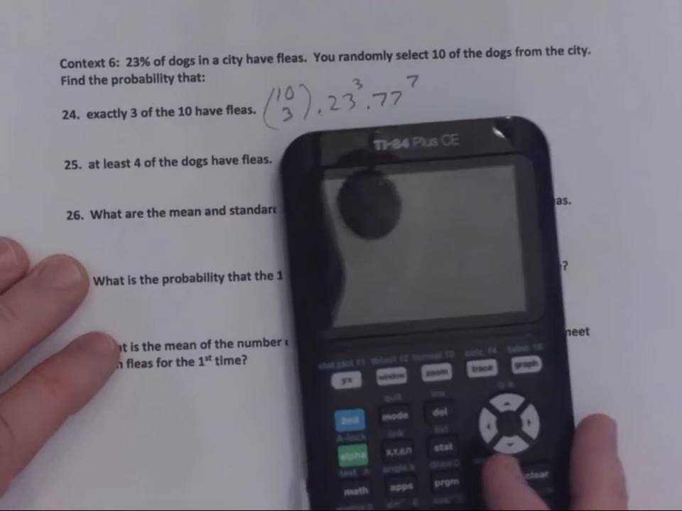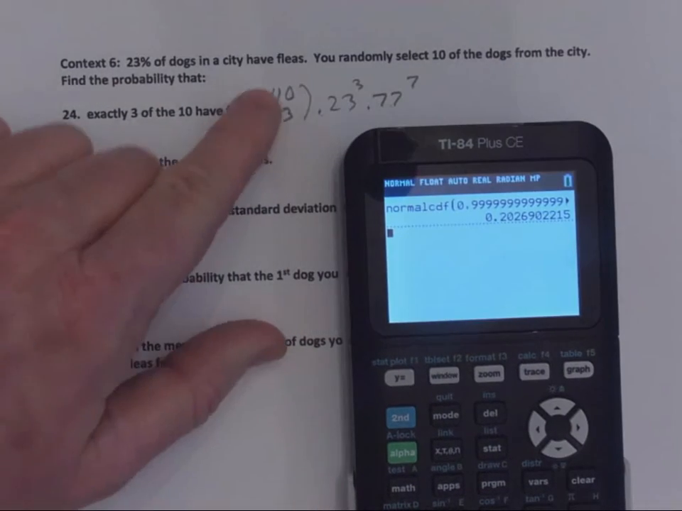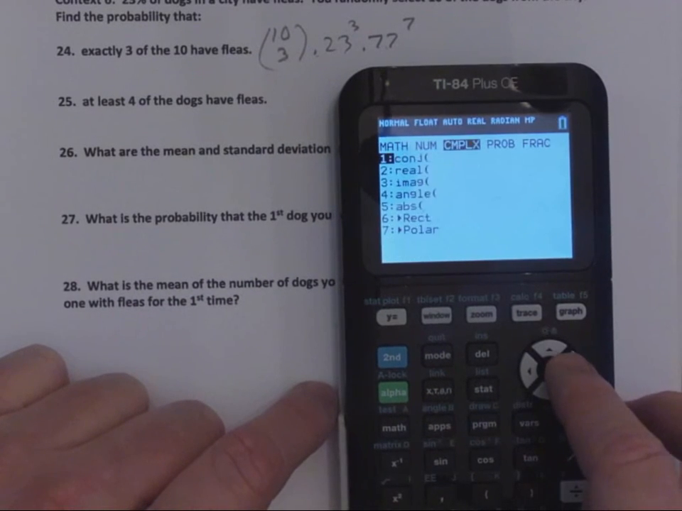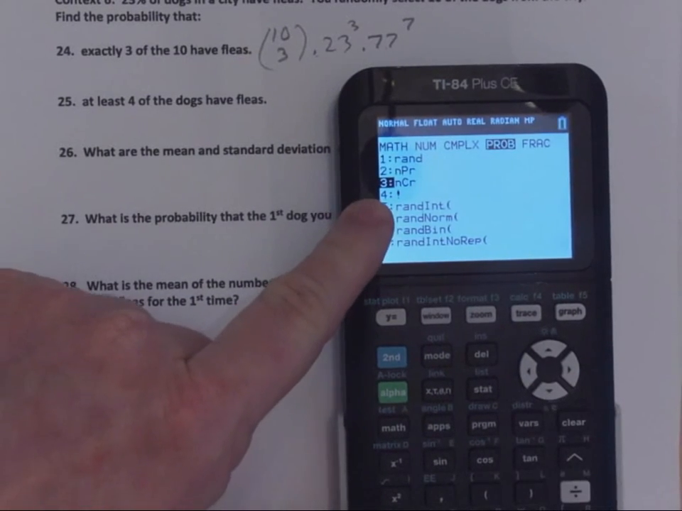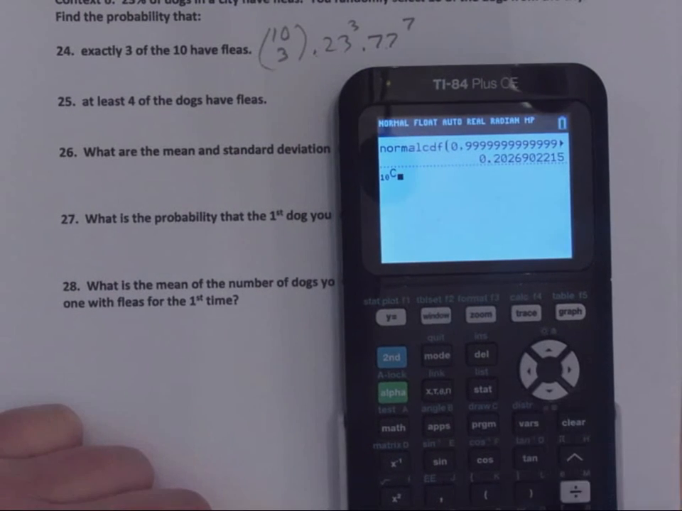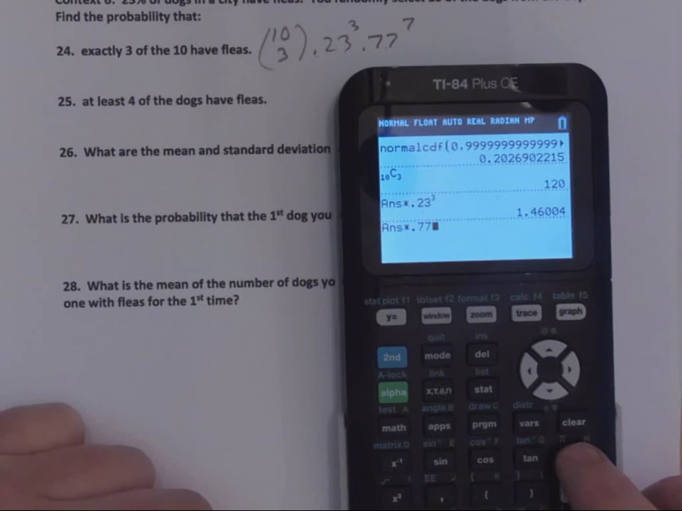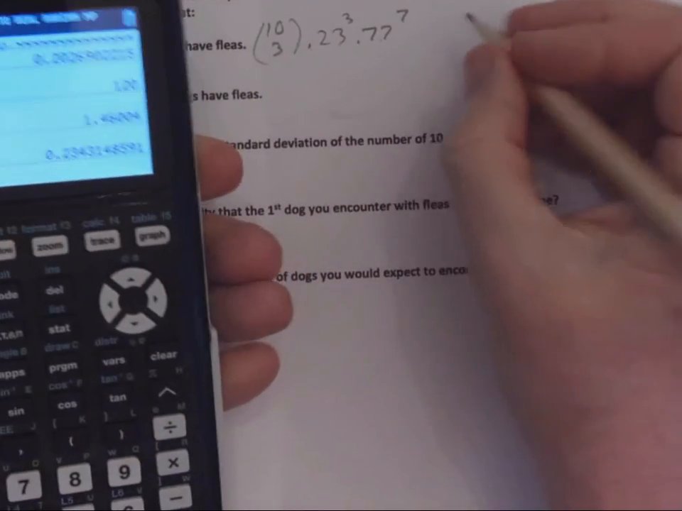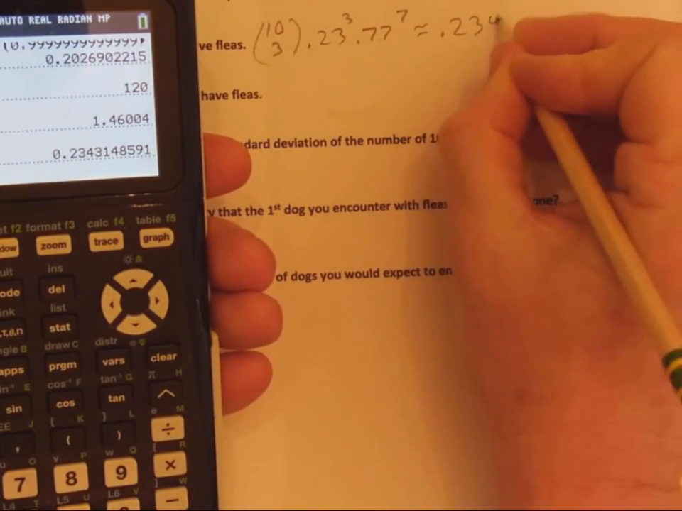The way you would do that with your calculator is you would go 10 choose 3. You can find that with the math button, then probability, then 10 choose 3, enter. Then times 0.23 to the power of 3. The up arrow button raises it to the power. Then times 0.77, and the up arrow to the 7th power. And we get an answer of 0.2343. So that's approximately equal to 0.2343. That's using the formula.